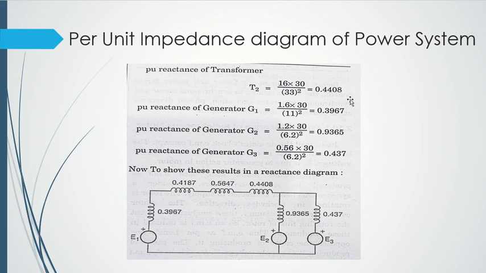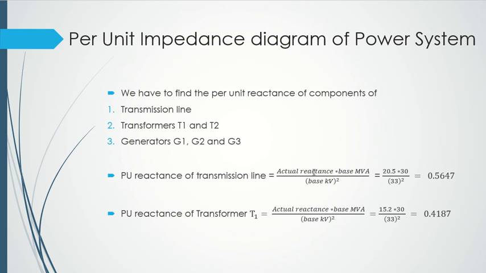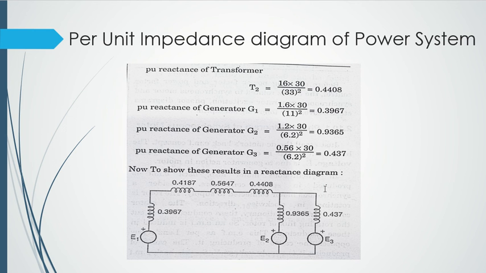Now an interesting case comes up, that you have to find the per unit reactance of all three generators G1, G2 and G3. Again, there will be no change in the formula: actual reactance multiplied with base MVA and divided by the square of base kV. That's why I have not mentioned the formula explicitly over here, but I'm pretty sure that you are very clear about it till now.